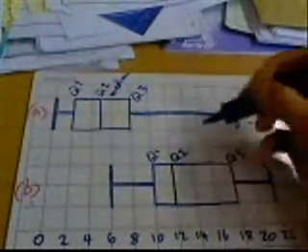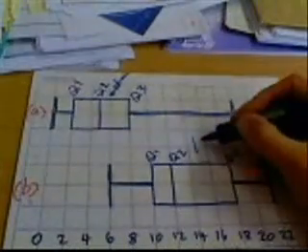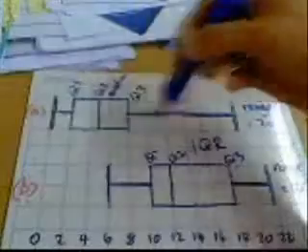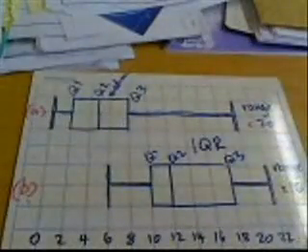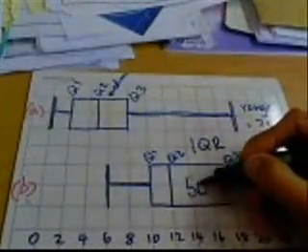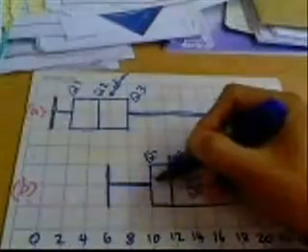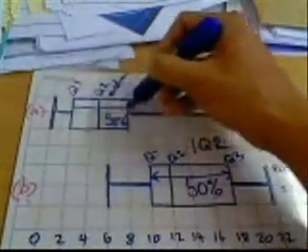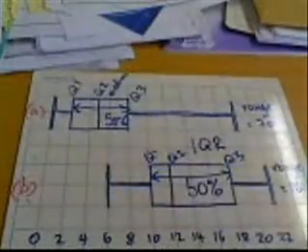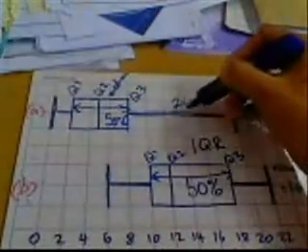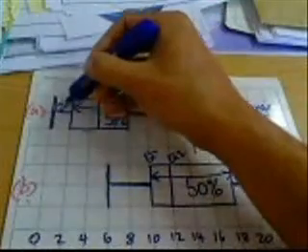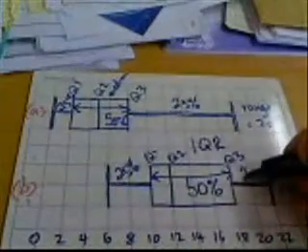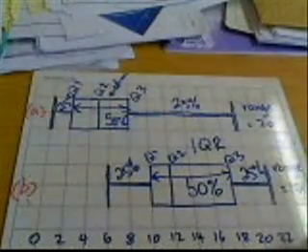This box, the inside box, is called the IQR, the interquartile range. So the interior quarters of the box represent 50%. 50% here. Because the rest is broken up into quarters, we've got 25% here, and 25% here, 25% here, and 25% here.